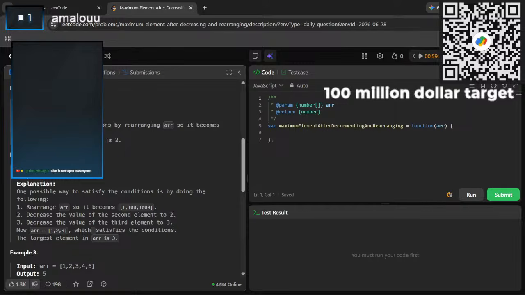How did they convert 1001 and 1000 back to 1 to 3? I can't understand. One possible way to satisfy the condition is by doing the following: rearrange ARR so it becomes... so my shortest value should be coming in the front, I guess. But how did 1 come here?